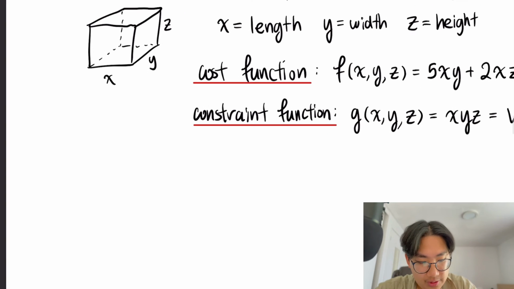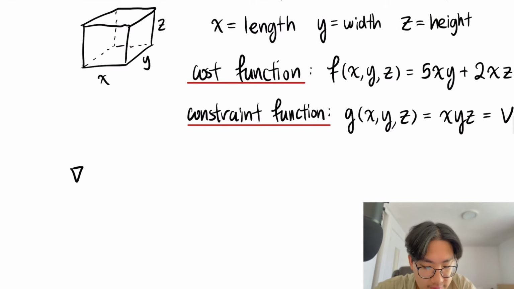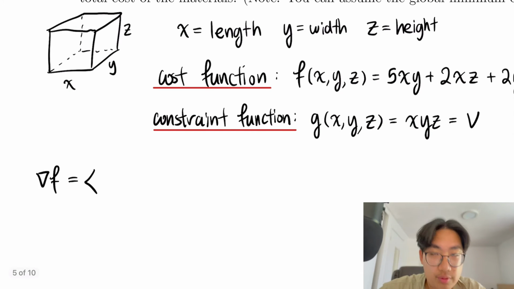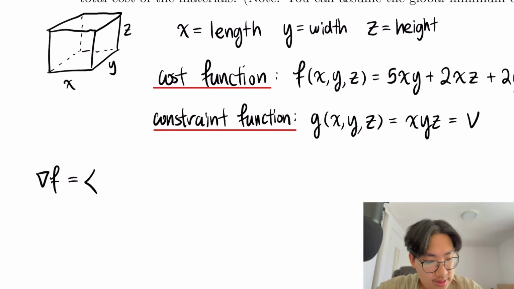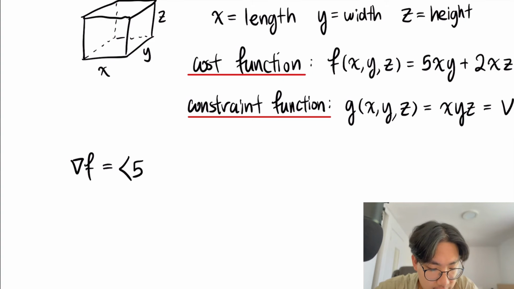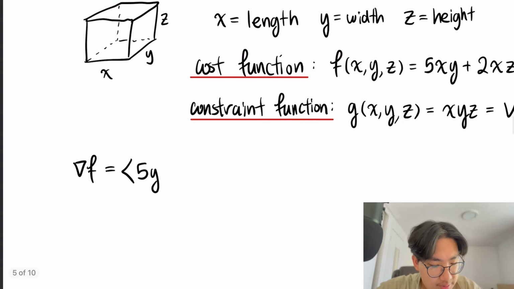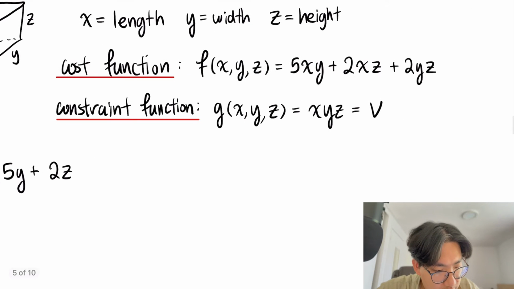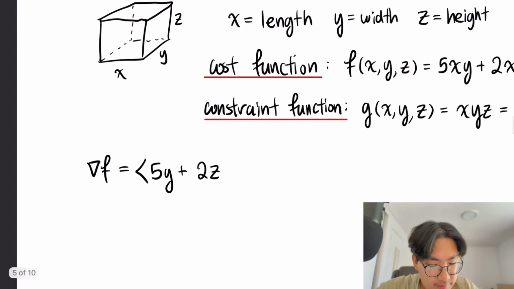So first we'll compute the gradient of f, or just del f. So again, f we have right over here. So we're computing the partial derivative with respect to x first. So when x is a variable, we have 5y, then plus 2z. And then x is a variable, so that's it.